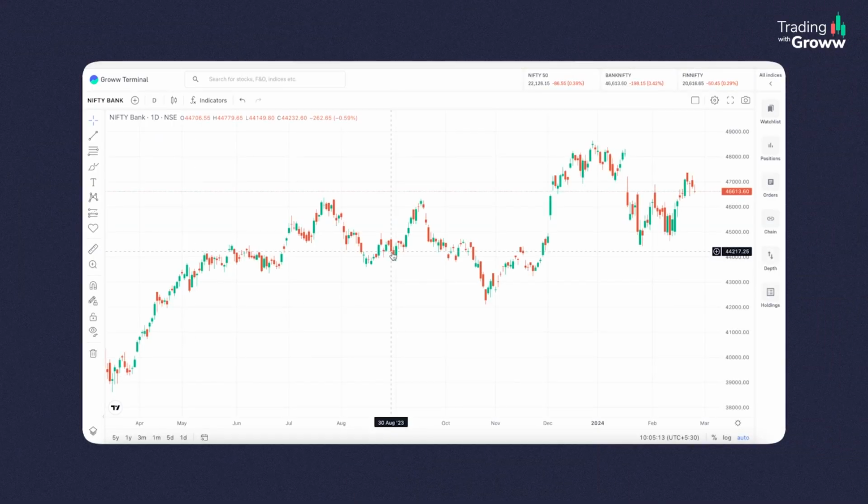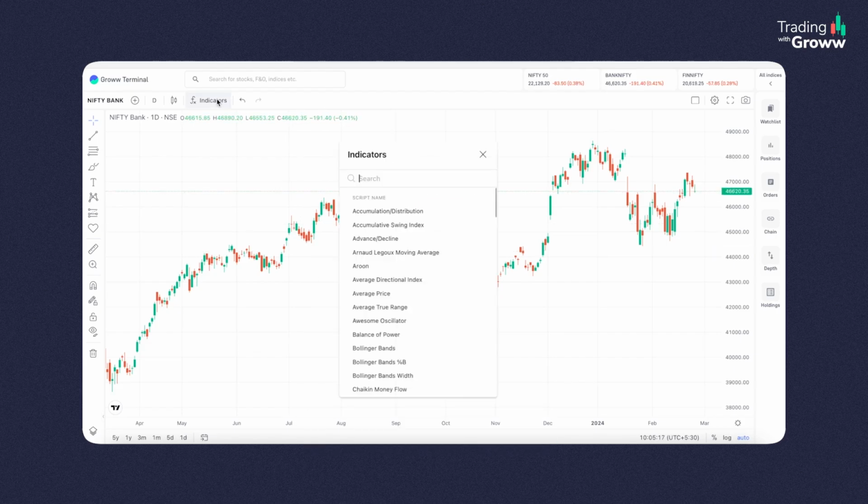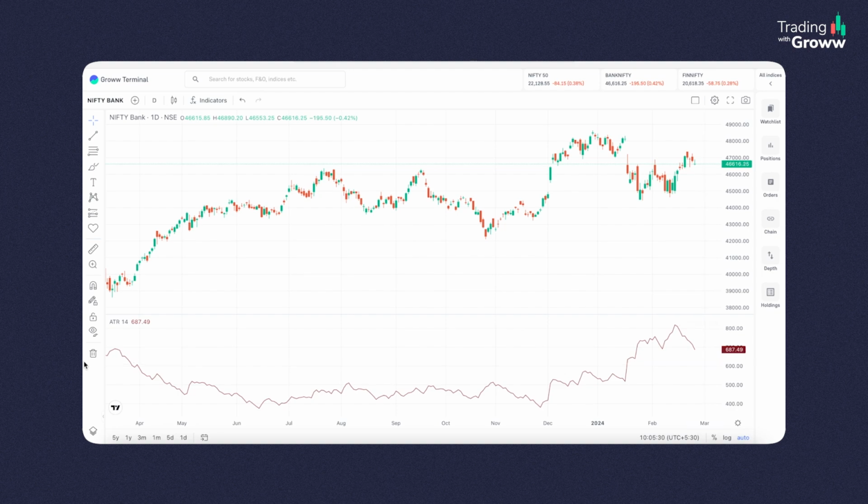So this is the Groww terminal where you're seeing the Bank Nifty chart. First let us add the average true range. If you type average true range, you would be able to see multiple things, and this is the one you need to select, average true range. This is going to plot the average true range. By default it will plot for 14 days.